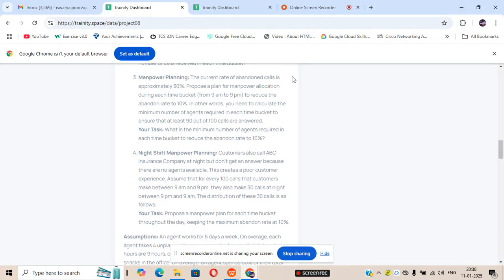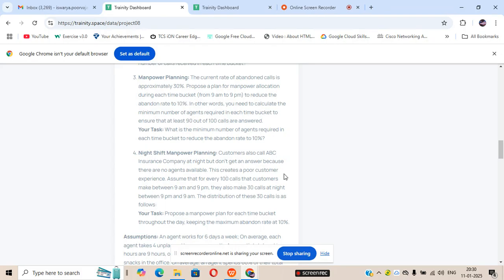The current rate of abandonment level is approximately 30%. Propose a plan for manpower allocation during each time bucket from 9 a.m. to 9 p.m. to reduce the abandoned rate to 10%. In other words, you need to calculate the minimum number of agents required in each time bucket to ensure that at least 90 out of 100 calls are answered. My task is to calculate the minimum number of agents required in each time bucket to reduce the abandon rate to 10%.